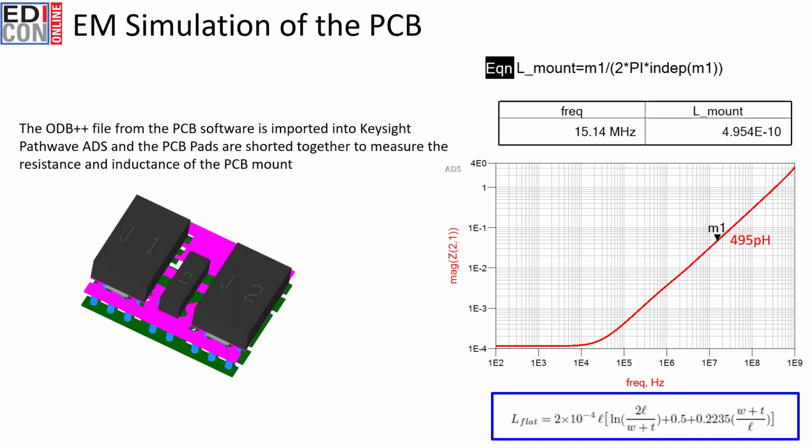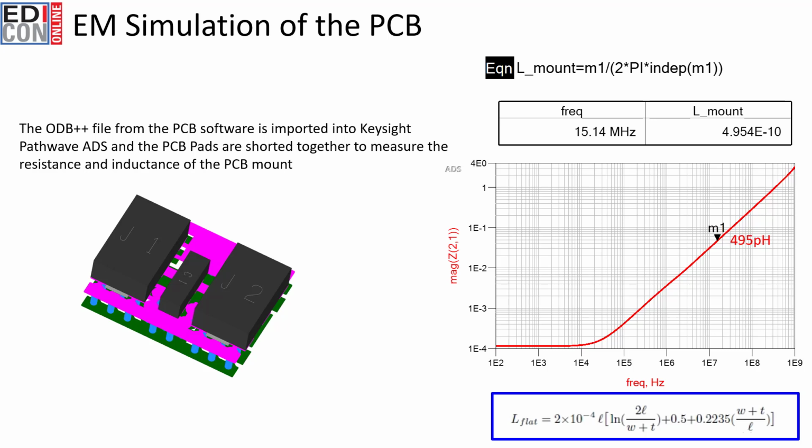If we were to take that PCB and import it into an EM simulator like PathWave ADS, and then short the pads together, this is the result of what we would get. On the graph, you see a shorted mount, and what we've done is we've extended these pads to a short. And the copper in the simulation is a sheet or a near zero thickness. And what we're showing is that we're seeing 495 picohenries for that inductance of this shorted mount.